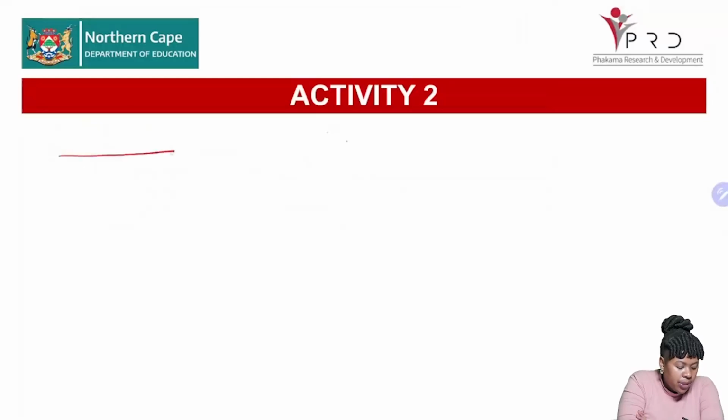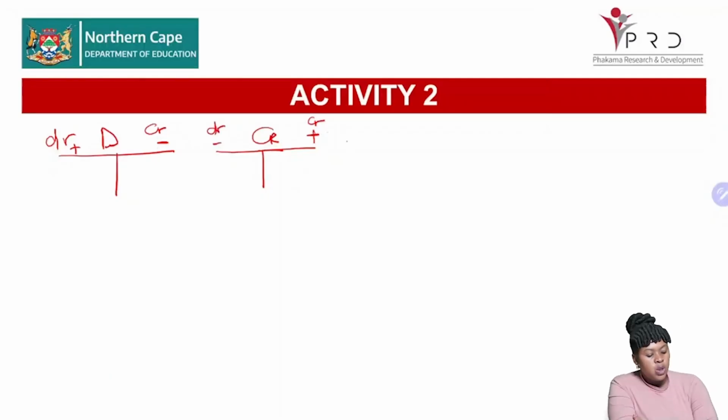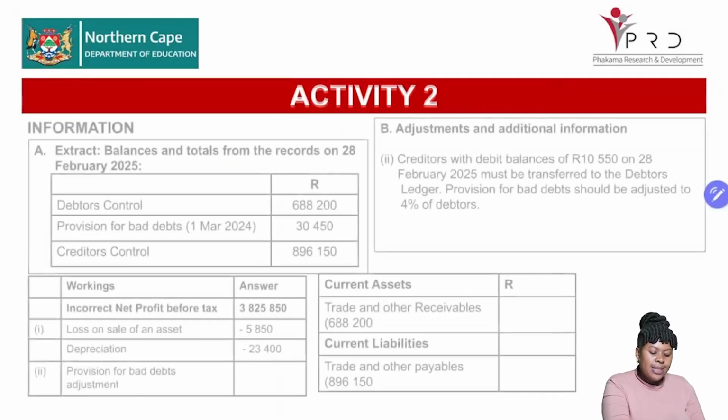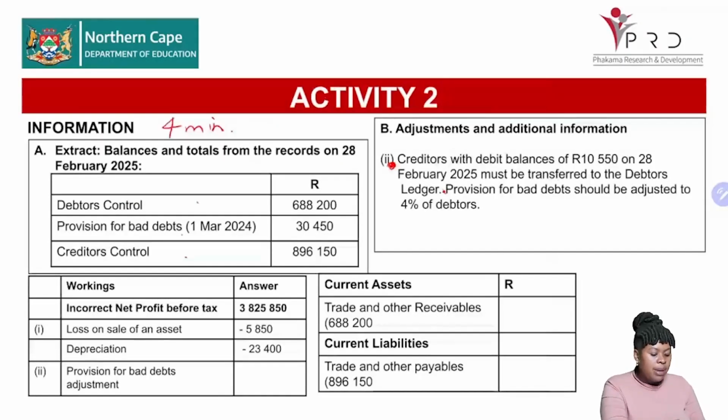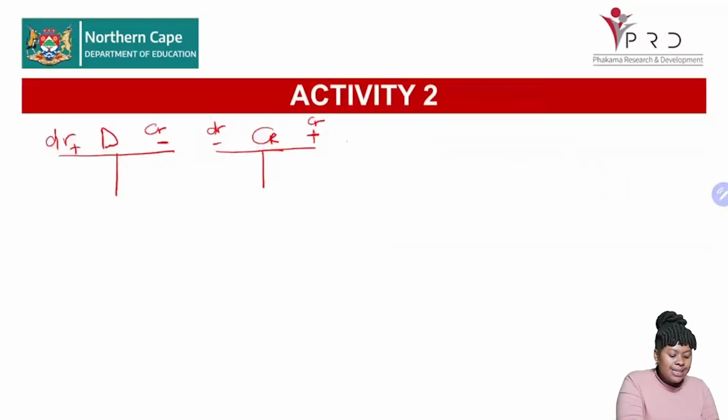So when we are dealing with a transfer, we need to take into consideration the following. We've got debtors and then we've got creditors. Our debtors are positive because they are assets, and they are negative on the credit side. And our creditors are positive on the credit side and negative on the debit side. So right now, when we read our information, it says creditors with a debit balance. So it means, where are we? We are in our creditors right now on the debit side.